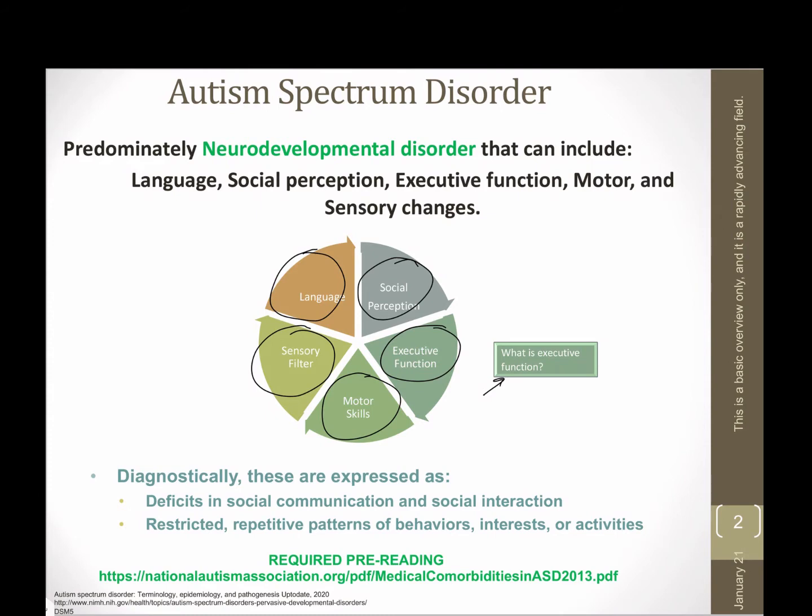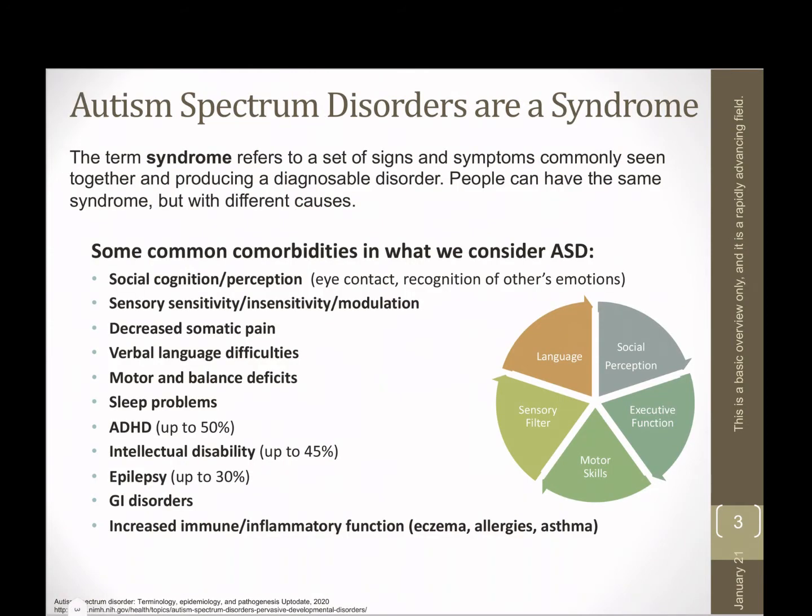Diagnostically, what these end up looking like are people with deficits in social communication and social interaction, as well as sometimes restricted and repetitive patterns of behaviors, interests, and activities. One of the things that's really important to know about ASD is it is a syndrome, not a disease.